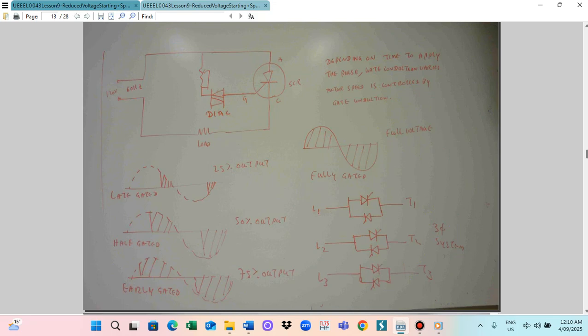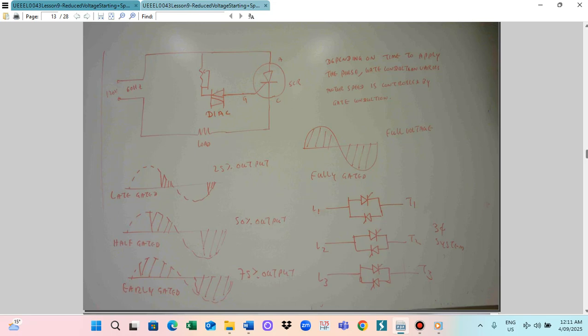So line 1, this is terminal 1, T1, and this one we use as SCR, we connect like this. So this is line 2 and the terminal T2. And another SCR we connect like this. So line 3 and the terminal T3. So this is for the three-phase motor system where we use the SCR, so that depending on the SCR gate firing time signal, the output voltage varies. So this way we can regulate the motor speed.